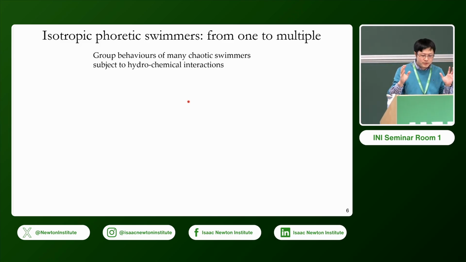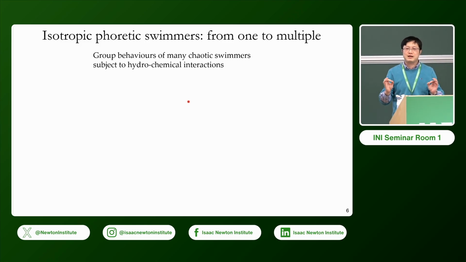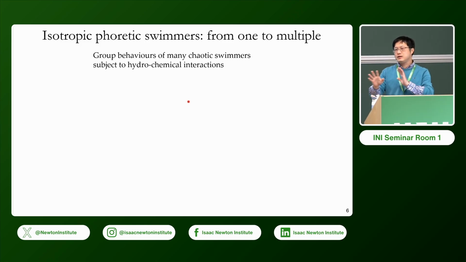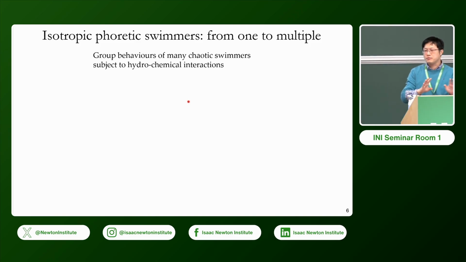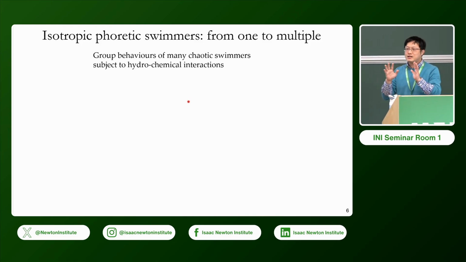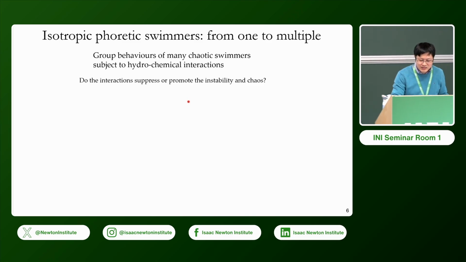And now we are thinking about what if we have a lot of those swimmers, then they can interact with each other, including hydrodynamically and chemically, so you have multiple routes and multiple swimmers. So we are thinking about whether this collective behavior would promote or prohibit this kind of instability or chaos. This we don't know. This we try to answer.